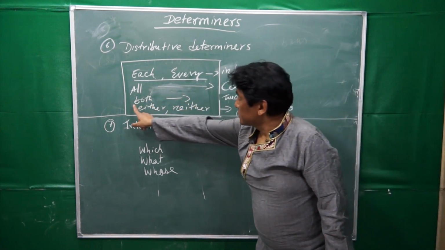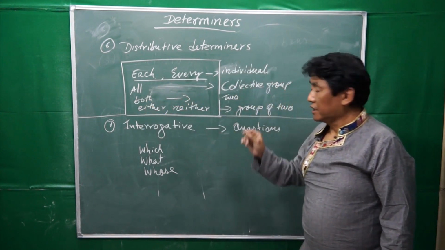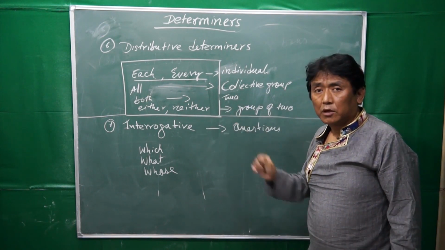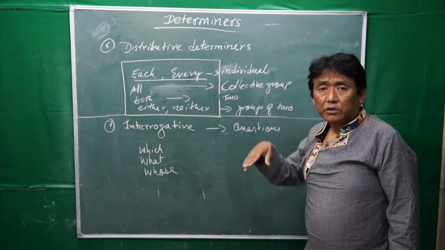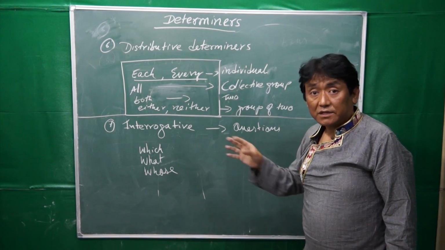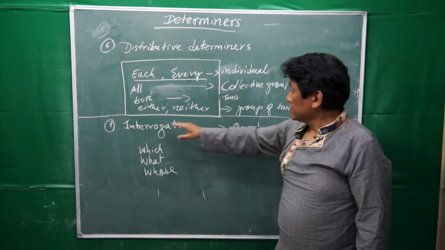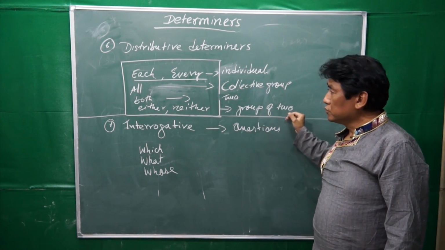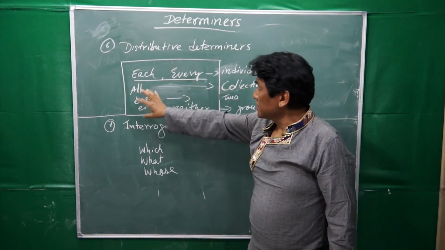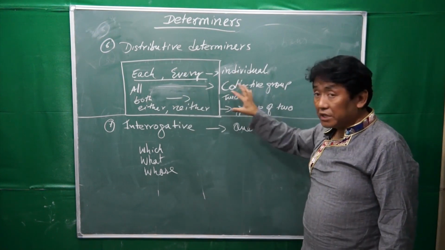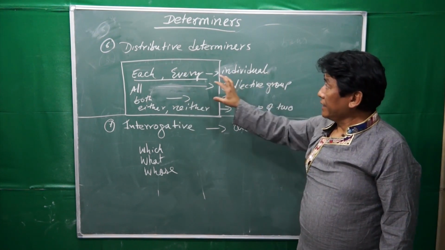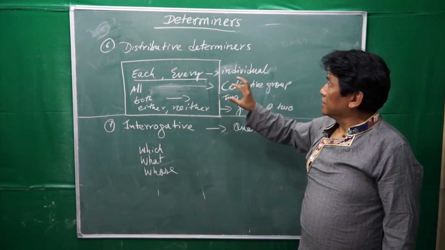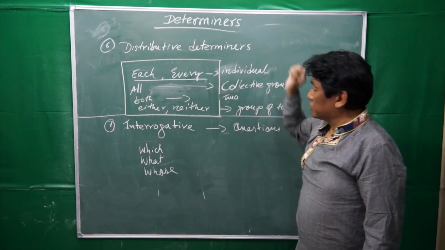Now, look at this, both. When you use both, then you need to have two of them, right? Both the boys are going to the school. That is how we use it, right? And this one, either, neither also, we need to have a group of two. And this is how these determiners determine the noun. And this is what it's all about, distributive determiners.